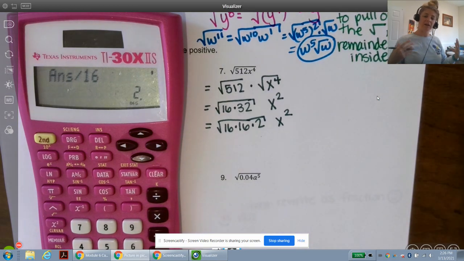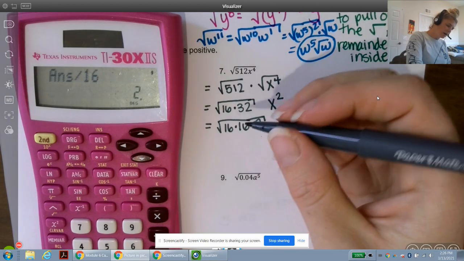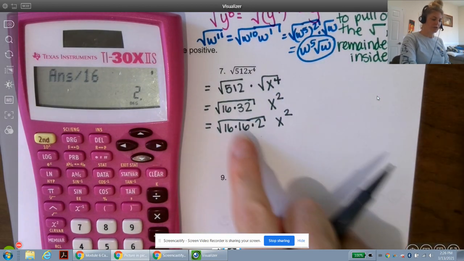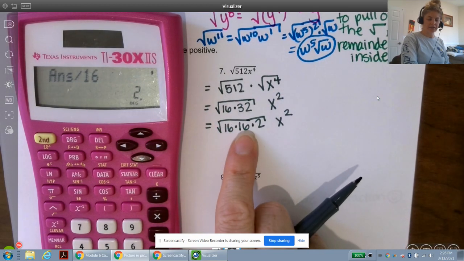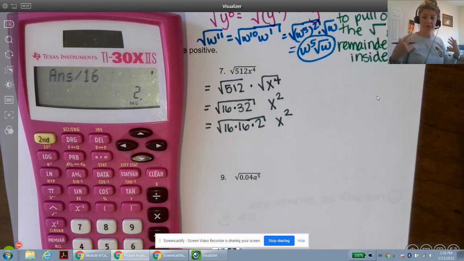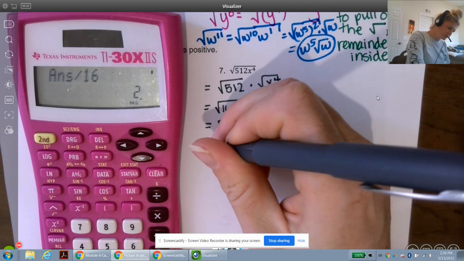I could have also made a factor tree for 512. That probably would have been pretty helpful. Sometimes the factor tree, especially when you end up with something like this, helps you see that sooner instead of doing extra work with perfect square factors.